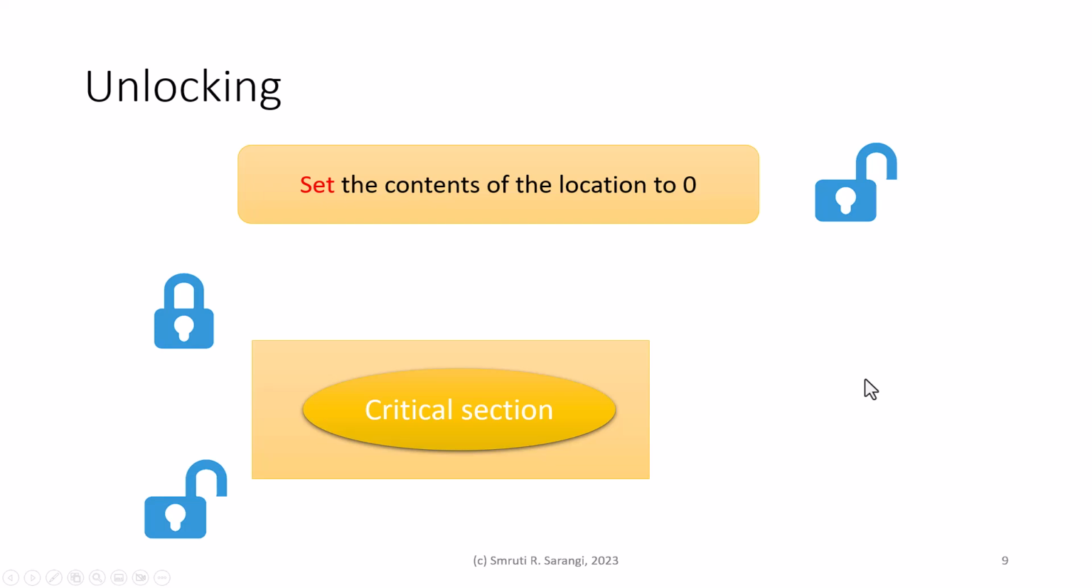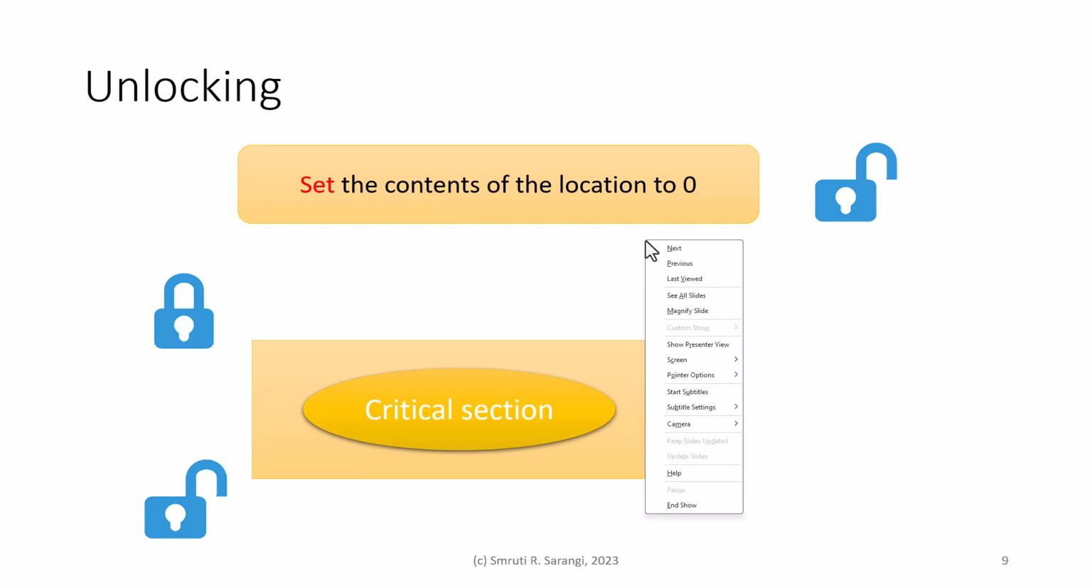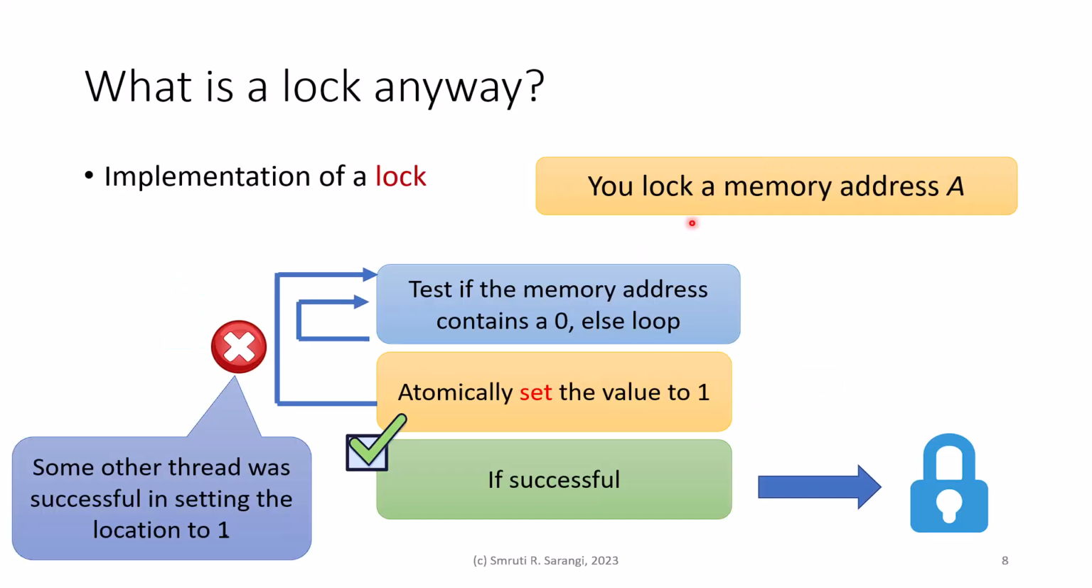Let us now look at the process of unlocking. The process of unlocking is actually quite simple. All that we do is set the contents of the lock location to 0. That is all that has to be done. Subsequently, there are many contending threads, as we can see over here. They will keep on testing if the address is equal to 0. The moment they find it, they will try to atomically set it to 1.